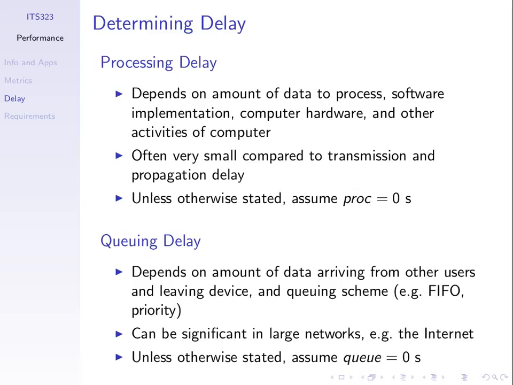Queuing delay. At an intermediate device, data arrives from many different links, possibly. It can only be sent one at a time. So let's say three pieces of data arrive at the same time. Only one can be sent across the next link, so the other two have to wait in the queue. So they incur some queuing delay.